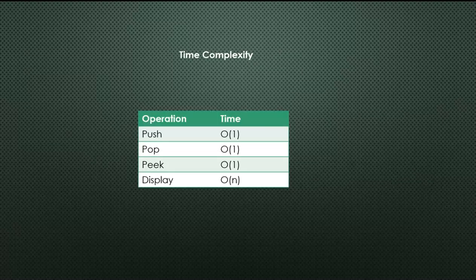Right. Let's look at the efficiency. Push takes order of 1. Pop takes order of 1. Peek also takes order of 1. And display takes order of n, because we need to visit every element, right?